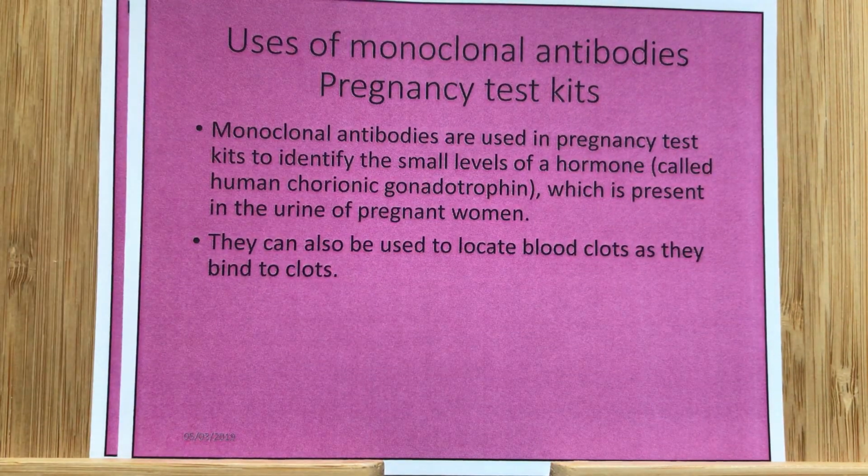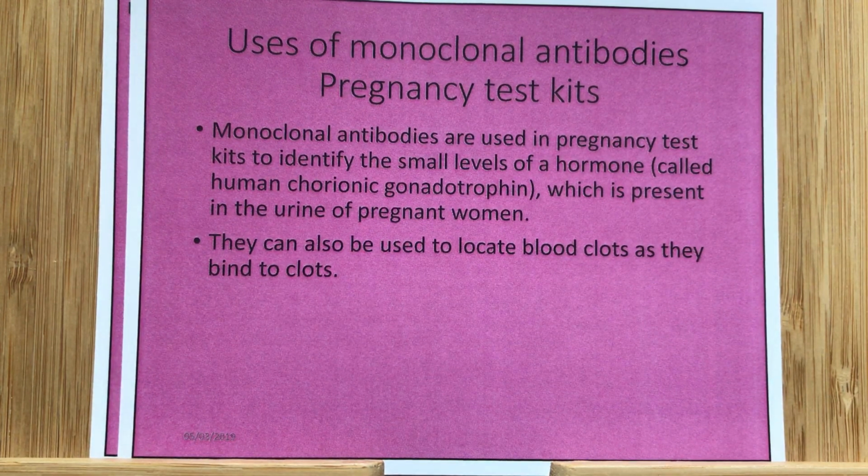So monoclonal antibodies can be used in pregnancy test kits. They're used to detect a hormone called HCG, which is present in the urine of pregnant women. Basically, the pregnancy test has got like a giant piece of filter paper in it. Some of the HCG that's in the urine attaches to some mobile monoclonal antibodies. They're mobile, that means they can move. When the HCG attaches to those monoclonal antibodies, they move up through the filter paper.